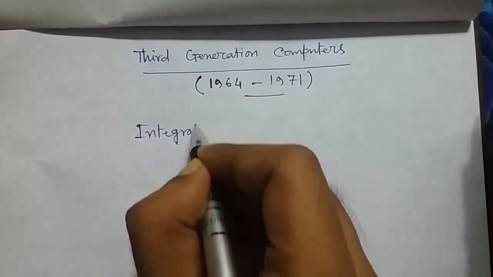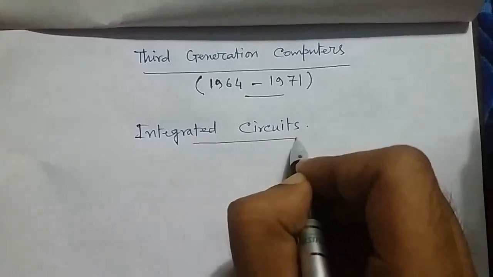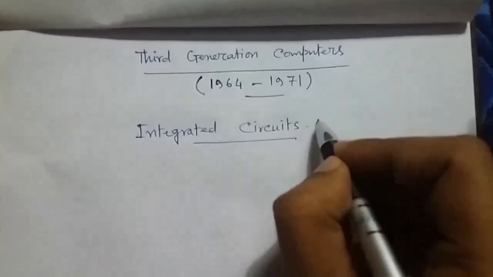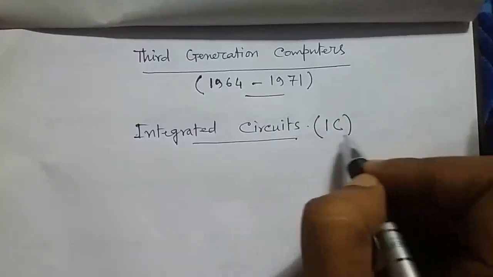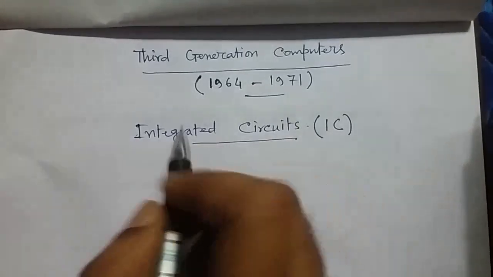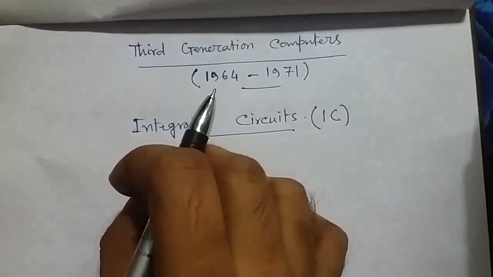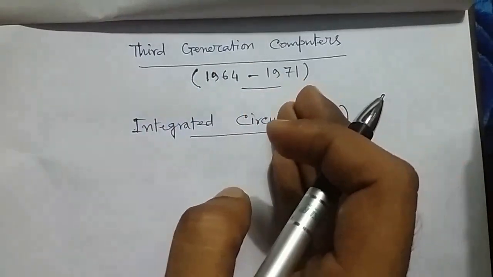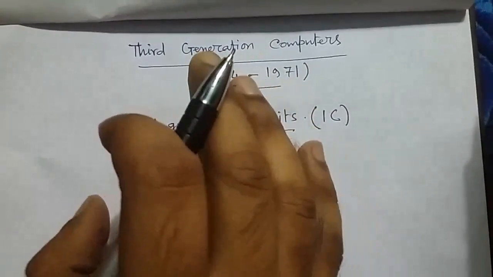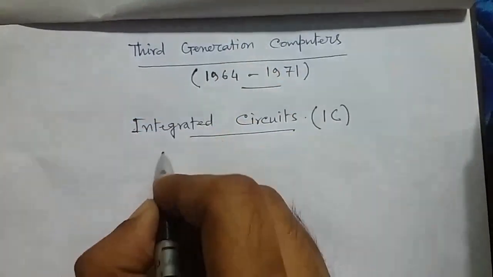Integrated circuits. Now, what is an integrated circuit? Before that, I want to tell you that it is also known as IC. IC is the abbreviation of integrated circuit. So what is an integrated circuit? An integrated circuit is a compact electronic circuit containing hundreds of transistors and other electronic components that are packed on a thin piece of semiconductor material, which is known as an IC chip.